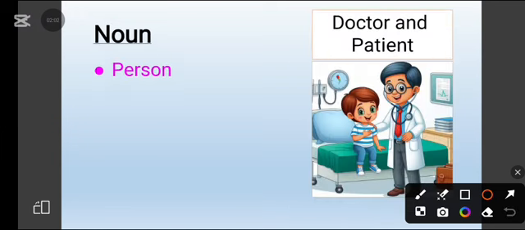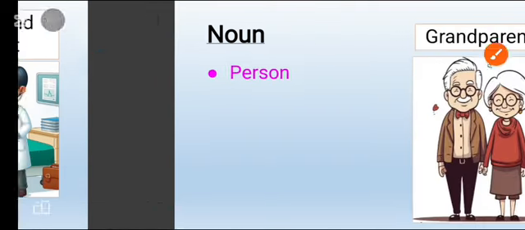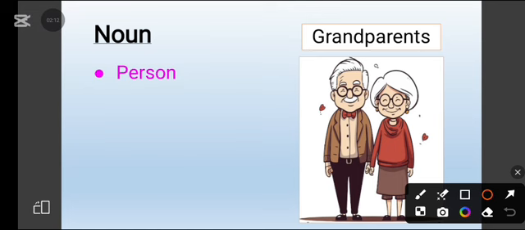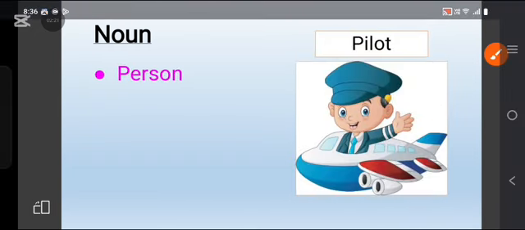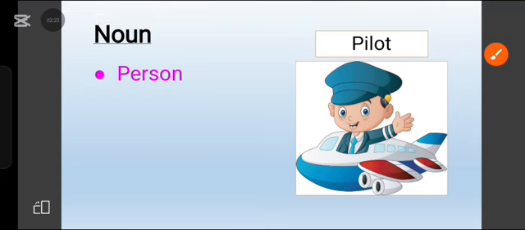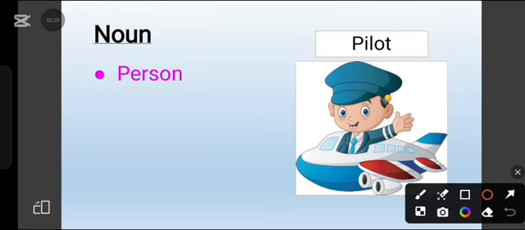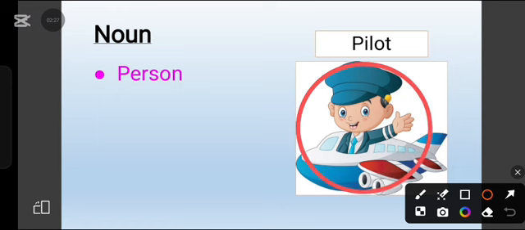Here you can see the picture of a doctor and a patient. Doctor and patient both are person. Okay, here the next picture is of grandparents. Grandparents are also included in person. Okay, do you know the person who fly aeroplane? What do we call that person? A pilot. Yes, pilot is also a person.